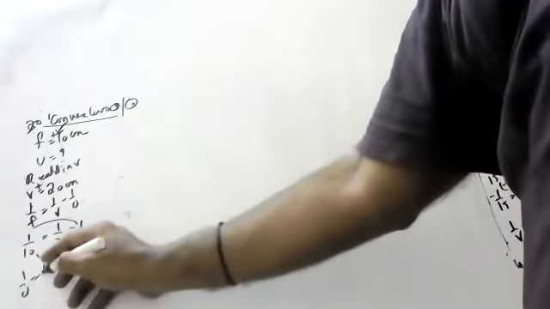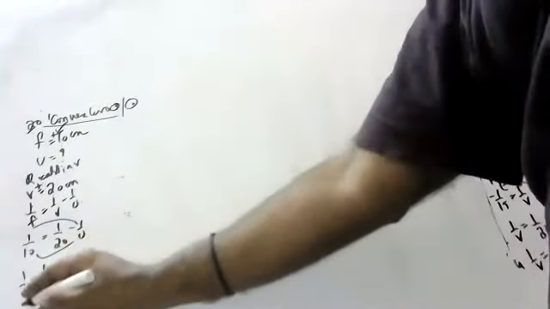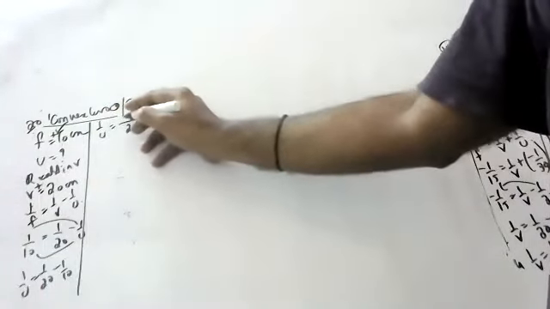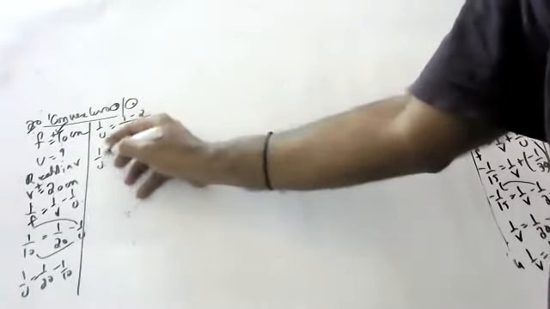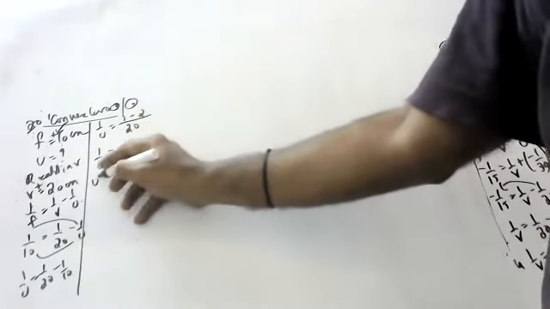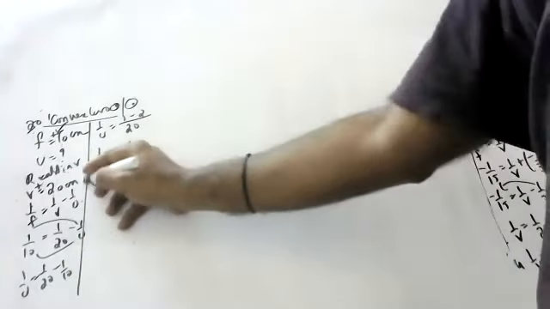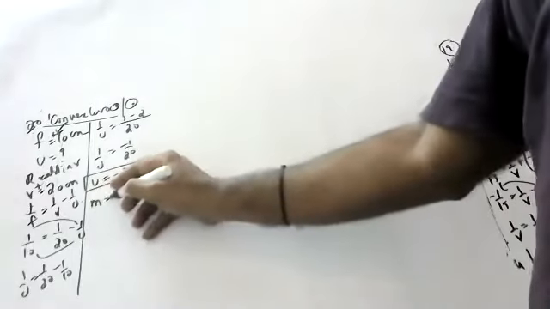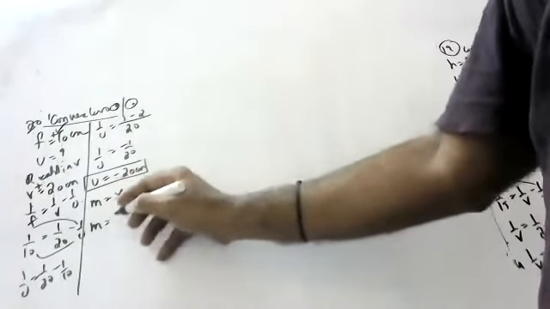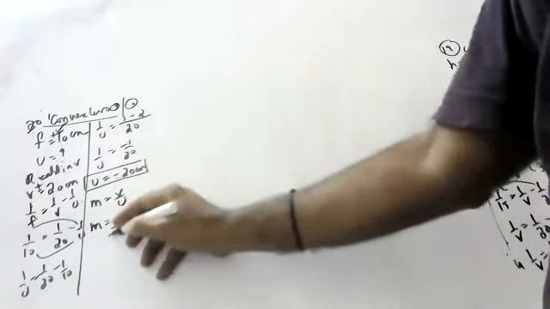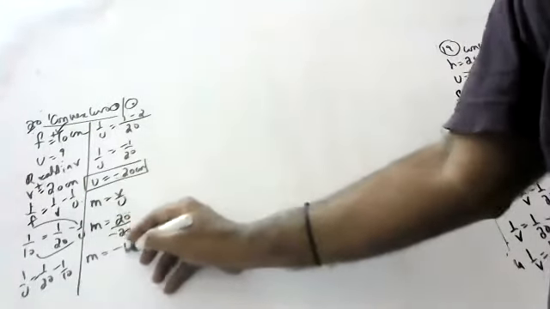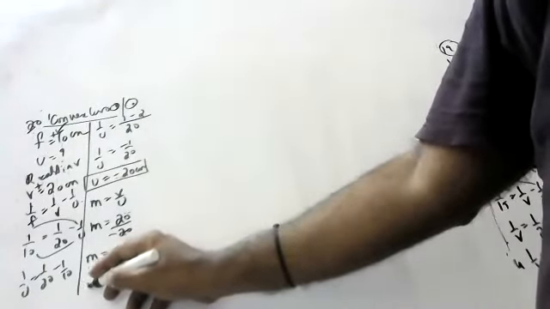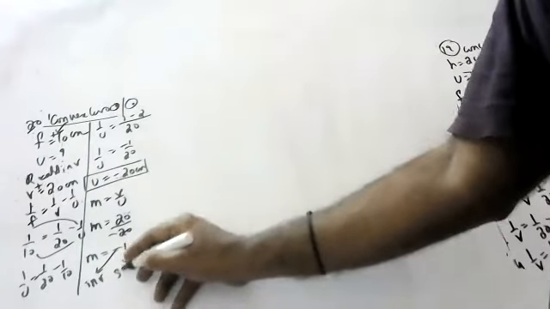1 by u is equal to 1 by 20 minus 1 by 10. Taking LCM 20, 1 minus 2, which is minus 1 by 20. So u is equal to minus 20 centimeters. Always object distance will come in minus only. You know all of it. Magnification is v by u, 20 by minus 20. Magnification is minus 1, children. What does minus 1 indicate? Inverted and same size.